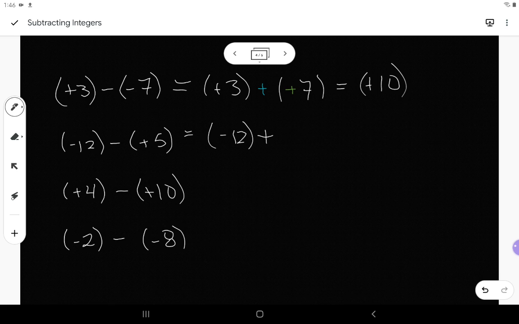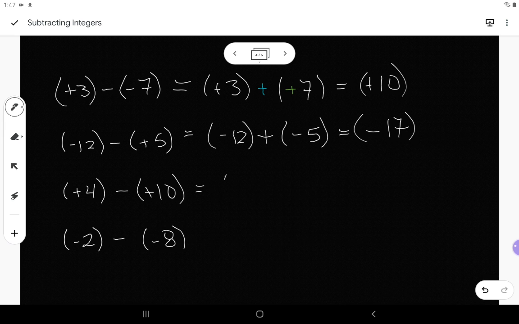And instead of positive 5, I'm going to rewrite that as its opposite, negative 5. Same question, okay? And now this is negative 12 plus negative 5, same sign, so I just get a bigger grouping of negatives, 12 plus 5, giving me 17.